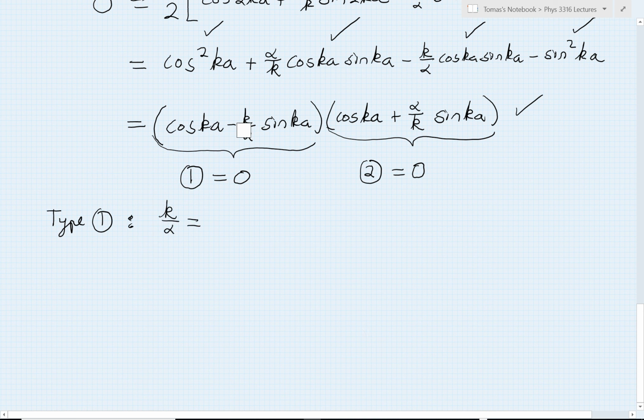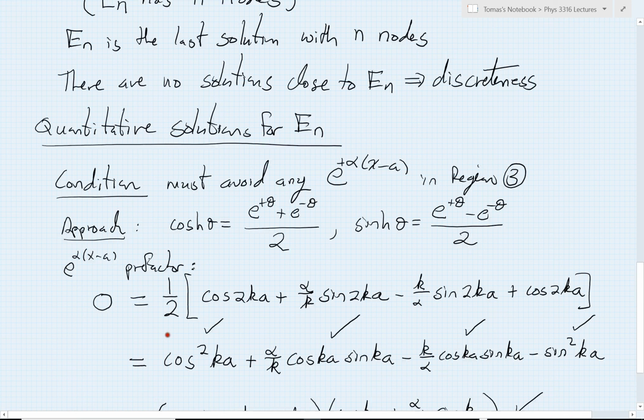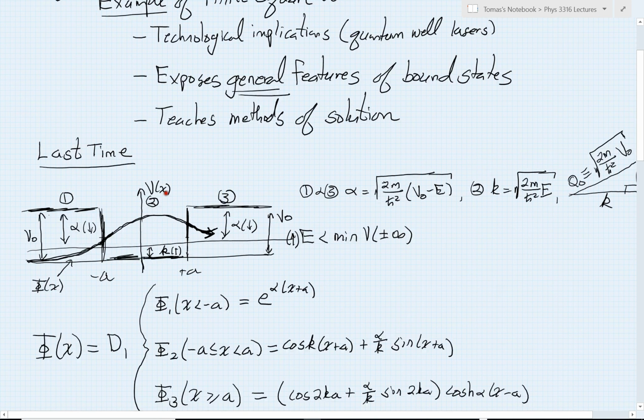When I move this to the other side of the equation to get k over alpha, I divide by sine. So I have cosine over sine, and that is very famously the cotangent function. So that would be cotangent of Ka. Now, that's one equation that I could solve, but notice it's one equation in two unknowns. I don't know what alpha is yet, right? So if I'm going to boil this down to one equation in one unknown, I had better re-express alpha in terms of k.